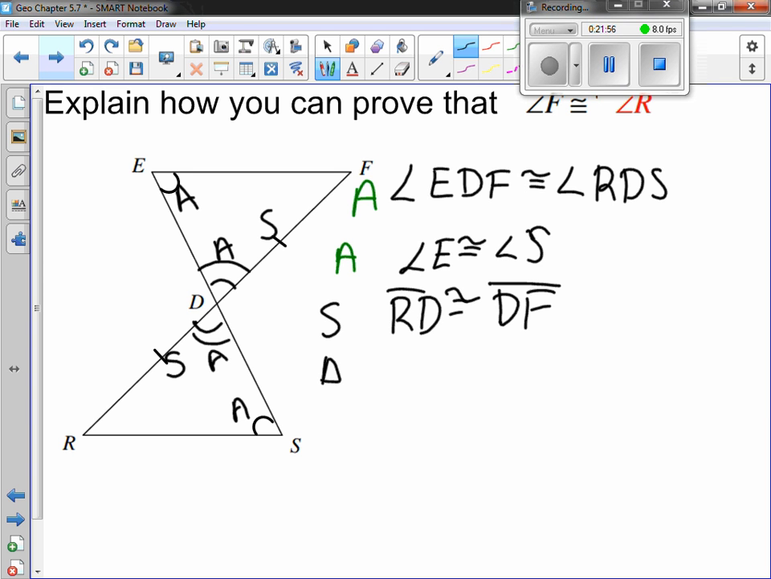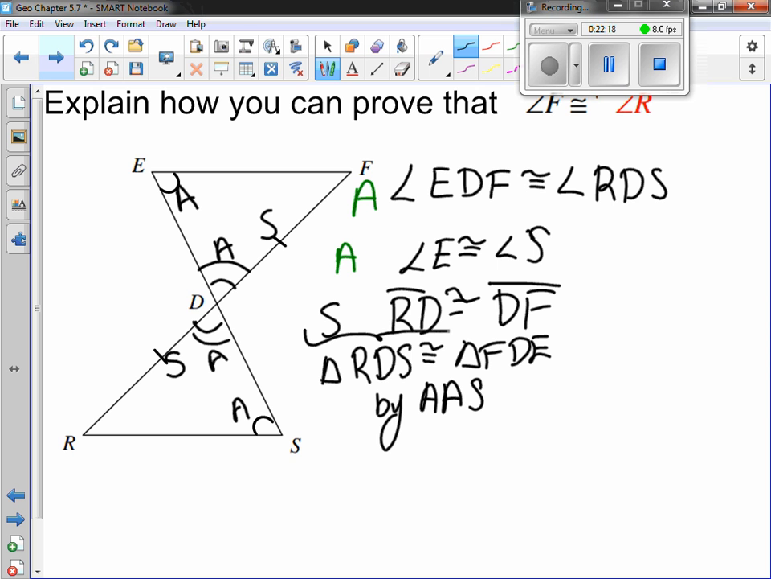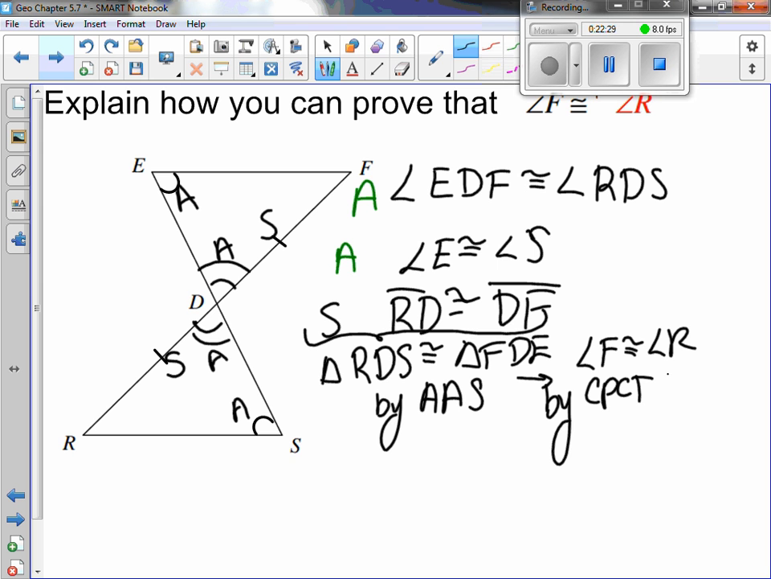Which means our triangle RDS would be congruent to triangle FDE, to follow the same order, by angle, angle, side congruency theorem. So all this stuff led to this part here. And then from here, we can say what we wanted, which was that angle F is congruent to angle R by CPCTC. Corresponding parts of congruent triangles are congruent.